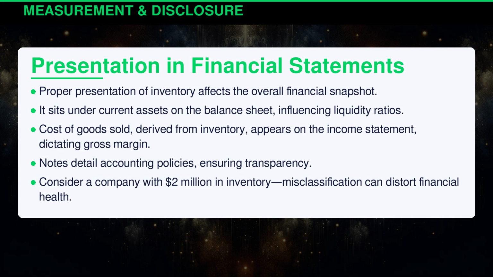Proper presentation of inventory affects the overall financial snapshot. It sits under current assets on the balance sheet, influencing liquidity ratios. Cost of goods sold, derived from inventory, appears on the income statement, dictating gross margin. Notes detail accounting policies, ensuring transparency. Consider a company with $2 million in inventory. Misclassification can distort financial health.